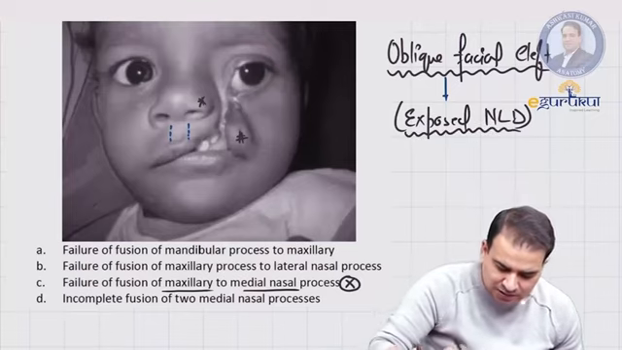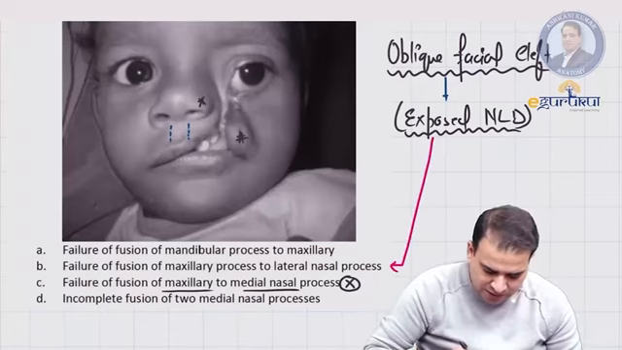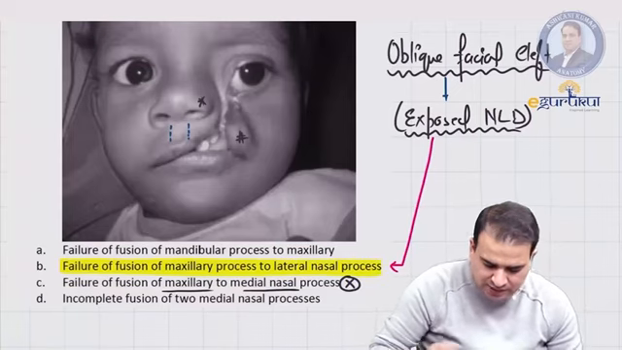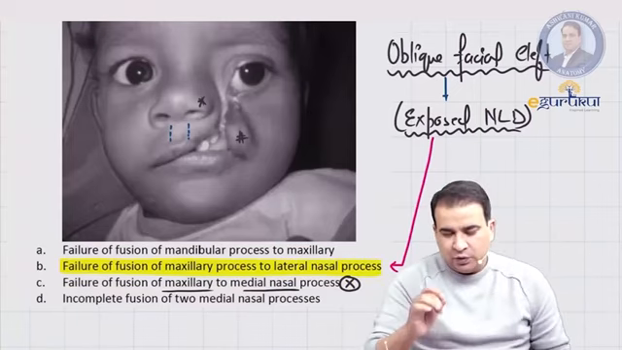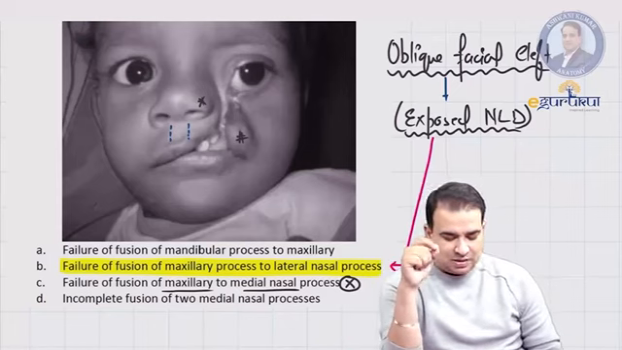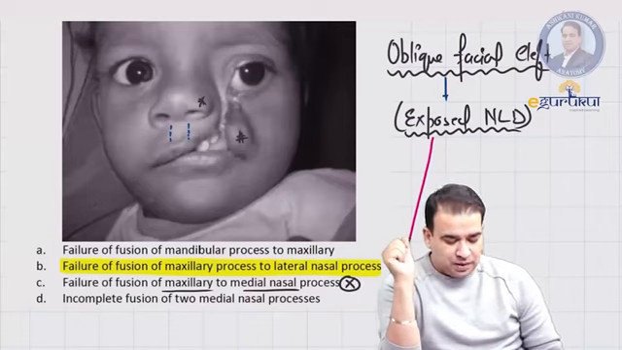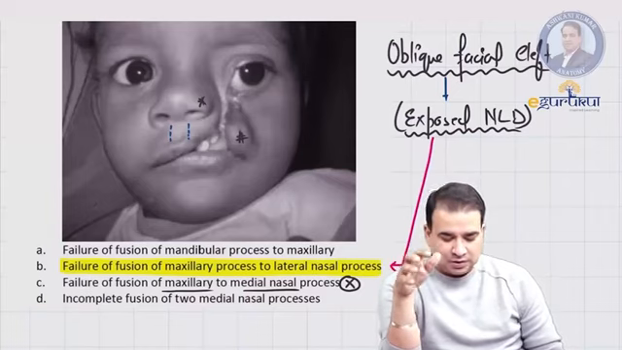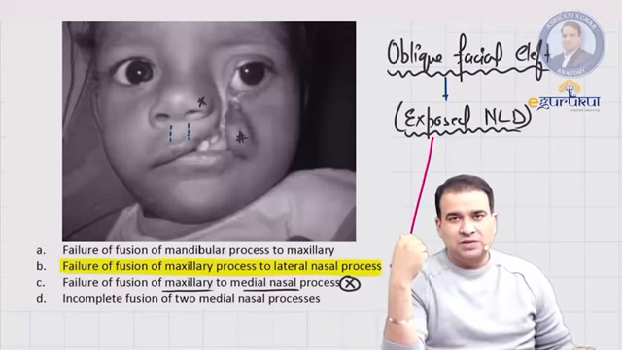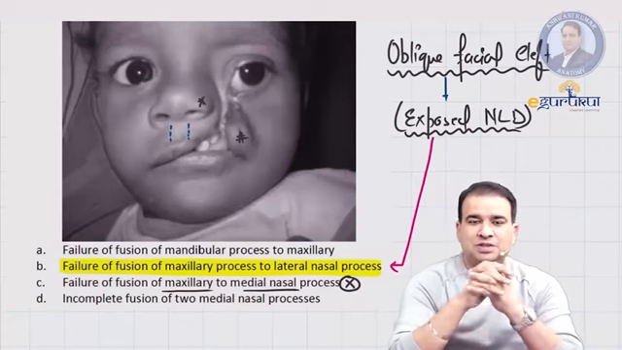And the condition is because of this. Please note, it is a failure of fusion of the maxillary process to the lateral nasal process. That's the right answer to this question. So when the process forming the ala of the nose is not fused, that leads to the oblique facial cleft in which the nasolacrimal duct, as you can see in the picture, is exposed on the surface.